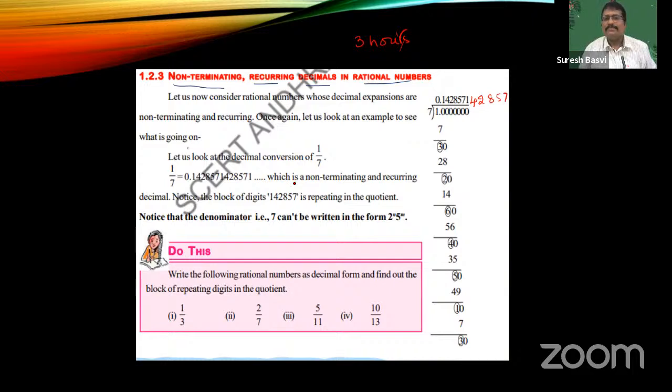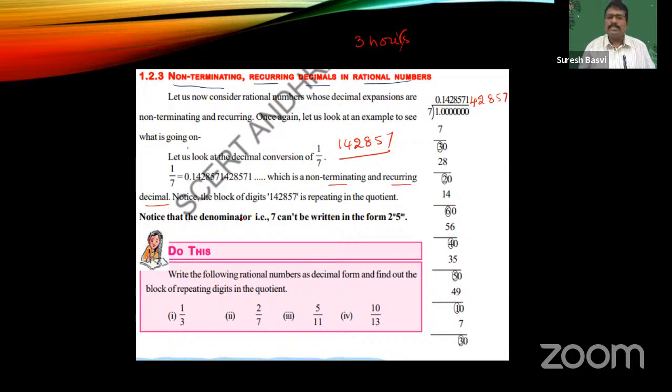So consider it, which is a non-terminating and recurring decimal. Notice the block of digits 1 4 2 8 5 7 is repeating in the quotient. So what is the repeating group of numbers? 1 4 2 8 5 7. This bunch is going to be repeated.